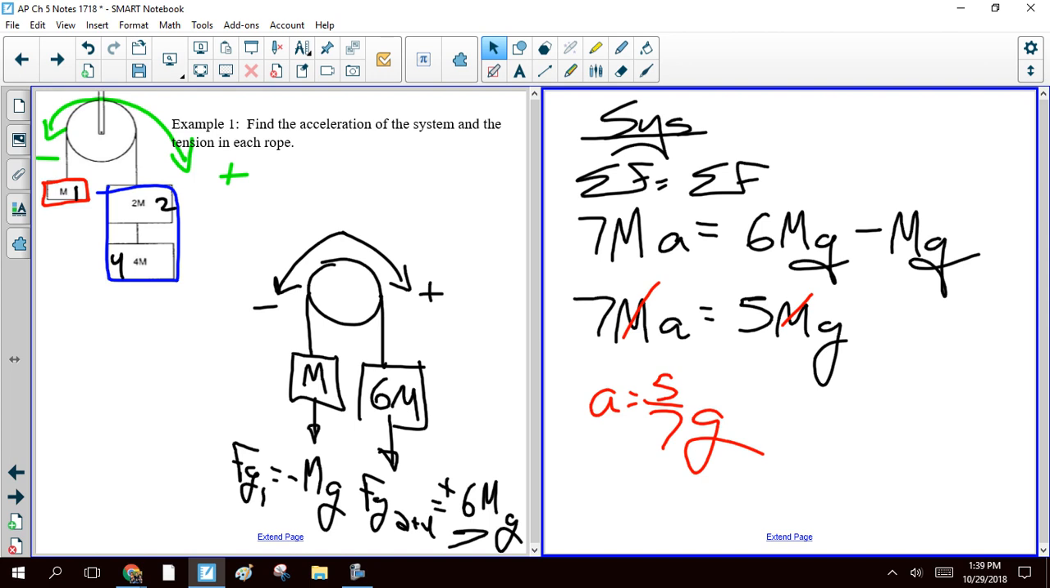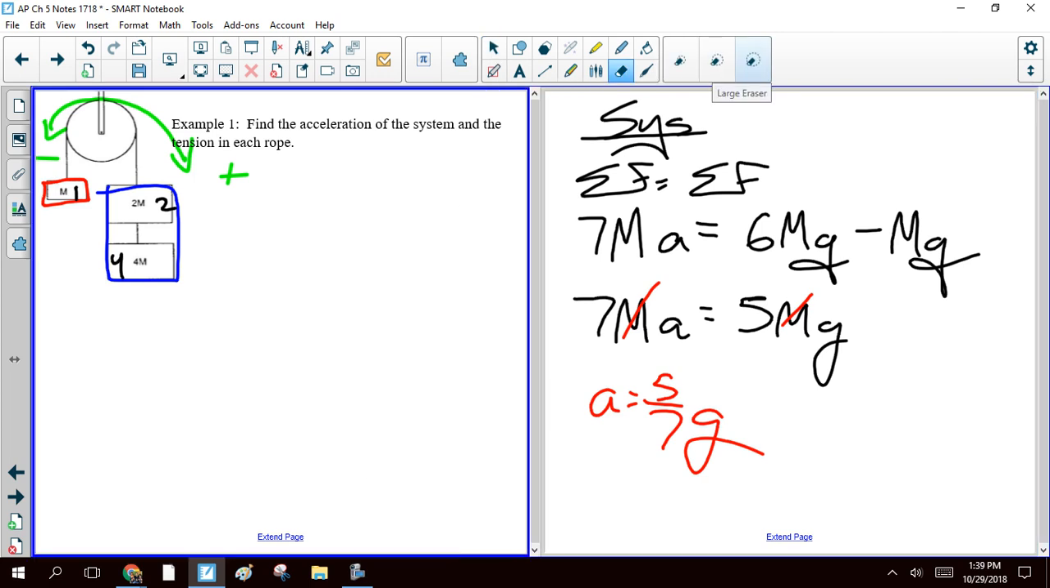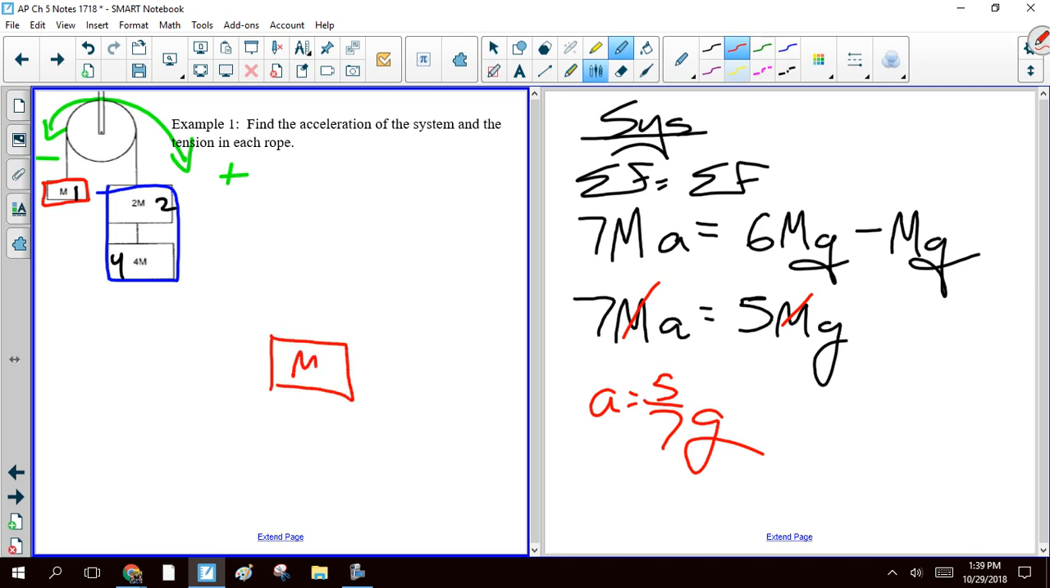Notice it's in a positive direction, which is exactly what you would think, because there's more force that way, more weight on that side, I guess, is probably a sloppy way to say it. All right, so now let's go back and find the tensions. Let's start with block 1. Block 1 is a little bit simpler because there are only two forces on it.